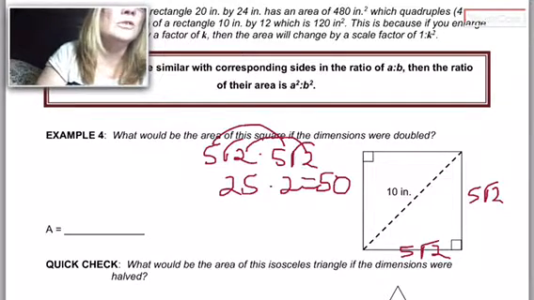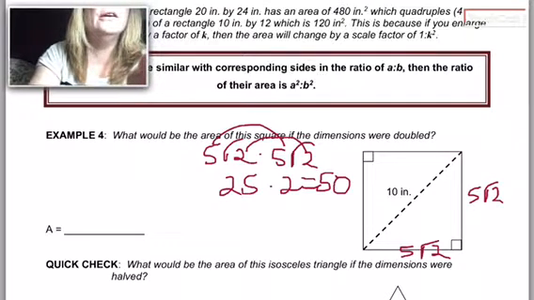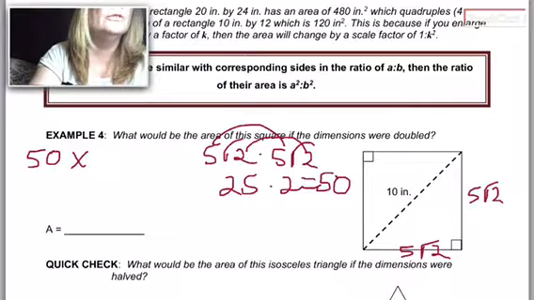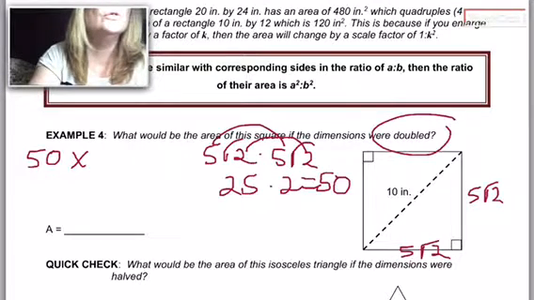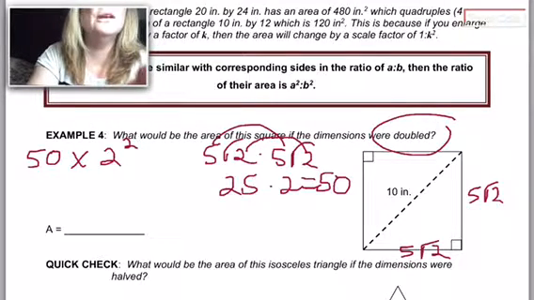So if we just follow the rule, we would say 50 times our scale factor, which is doubled, so 2 to the power of 2. That would be 50 times 4, which would be 200.